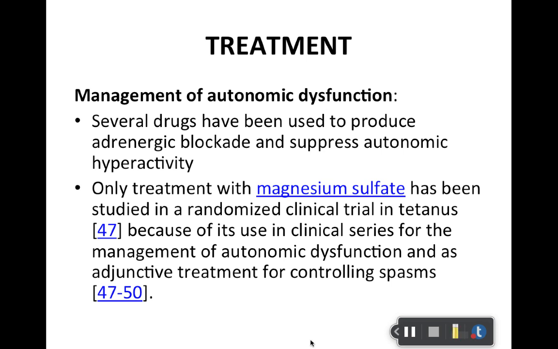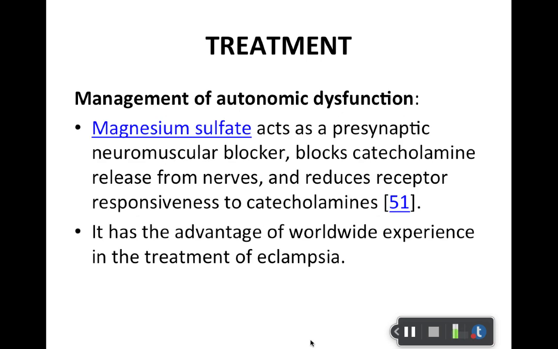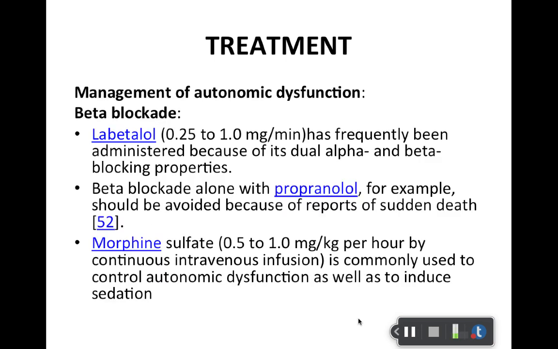The magnesium sulfate, this is interesting, definitely read through this slide, can be used as an adjunctive treatment for controlling spasms. So that may be part of the array of drugs, part of your toolbox, so to speak, that they will use for the tetanus treatment. And here's some more rationale as to why it is beneficial.